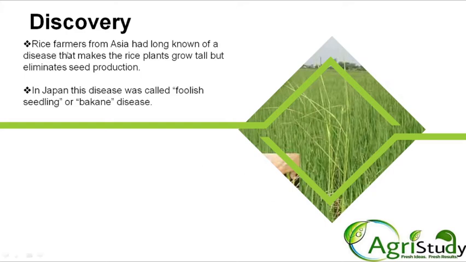See, rice farmers from Asia had long known of a disease that makes the rice plants grow tall but eliminates the seed production. In Japan, the farmers called this the foolish seedling disease because the growth was there, but the seed production was not there. That's what they call the foolish seedling disease, or they also name it the Bakane disease.